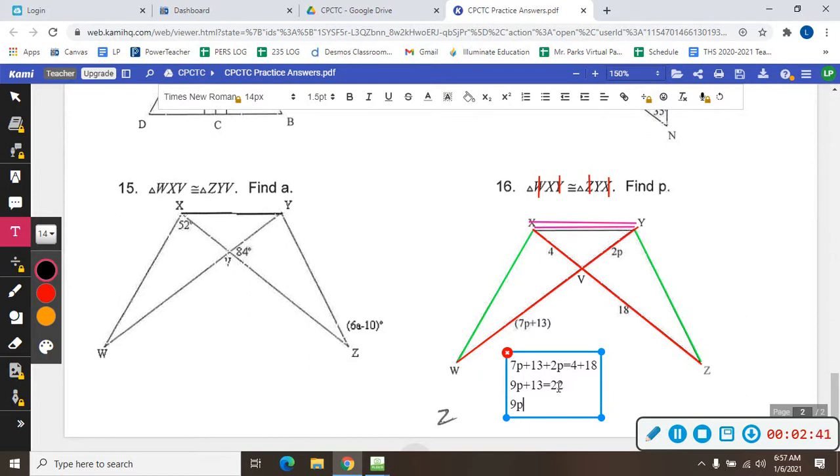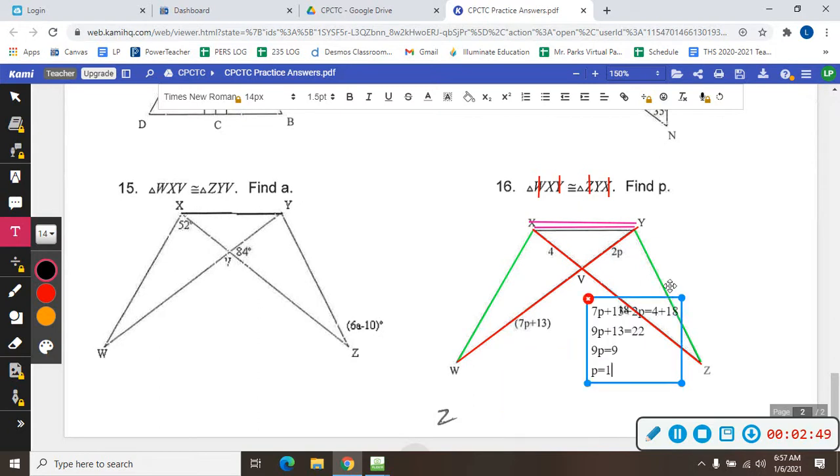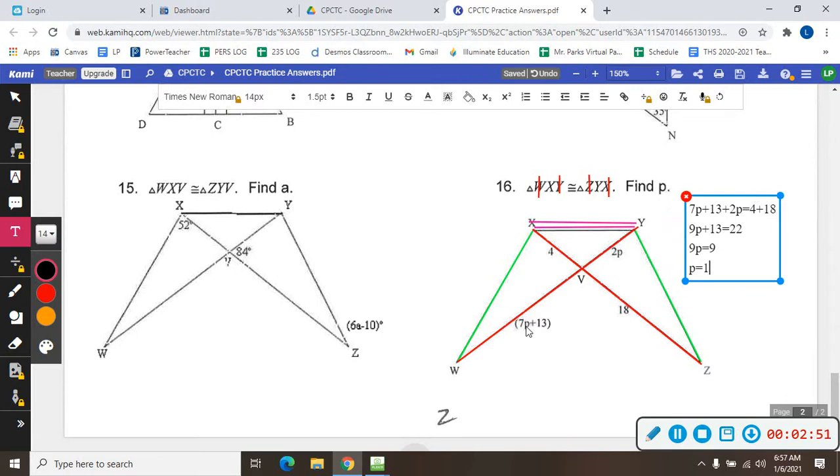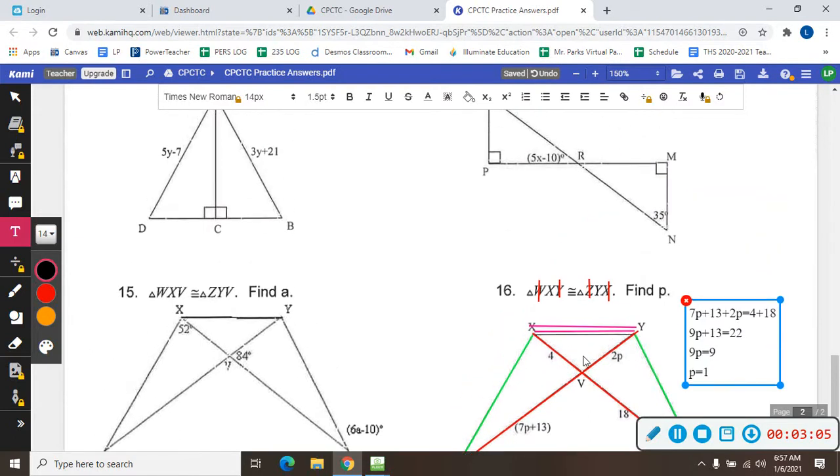Subtract 13 from both sides. 22 minus 13 is 9. So p equals 1. Checking my work. If p is 1, then that'd be 7 plus 13 is 20. And that would be 2 times 1 is 2. This whole thing would be 22. And if you see here, 18 plus 4 is 22.